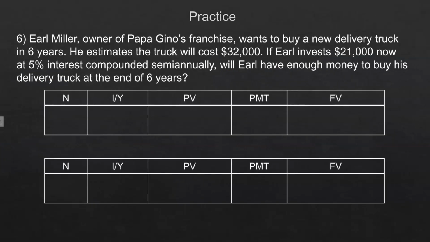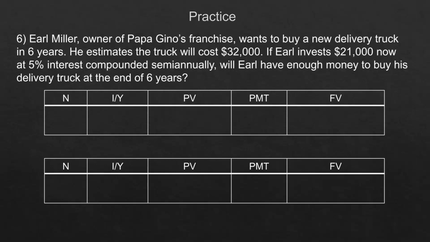Here's our next example. This is one of those ones similar to the one about the Jeep, where we were trying to see if there was enough money. Earl, owner of Papagino's franchise, wants to buy a new delivery truck in 6 years. He estimates the truck will cost $32,000. If Earl invests $21,000 now at 5% interest compounded semi-annually, will Earl have enough money to buy his delivery truck at the end of 6 years?